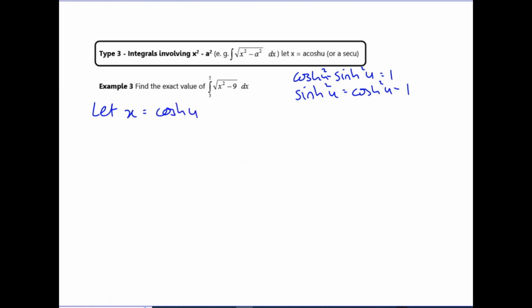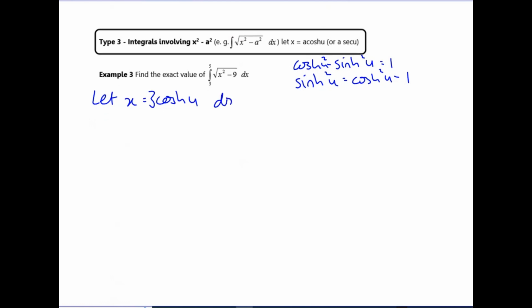I'm going to do the substitution of cosh u because I've got x squared minus 9 here. Because it's not 1, I need this now to be 3 cosh u. So a squared is 9, so a is 3 in this case. Because when I substitute this into the x squared, I'll square the 3 and end up with 9, and then I can factorize that. I need to differentiate this, so dx by du gives me 3 sinh u. So rearranging this for dx gives me 3 sinh u du.